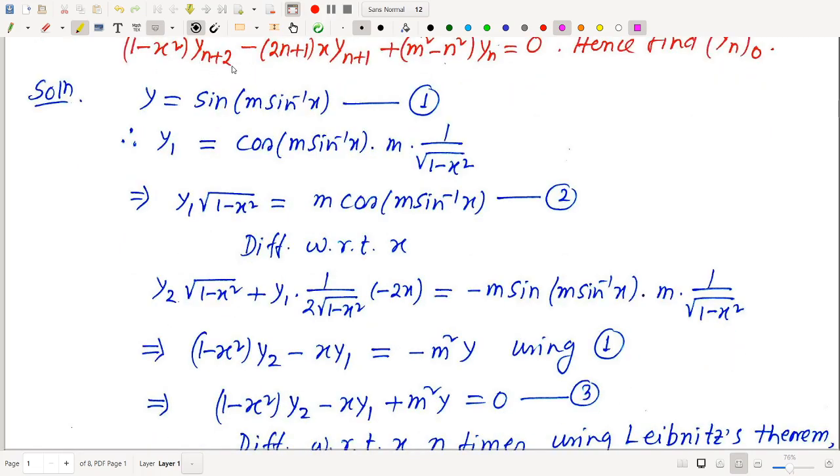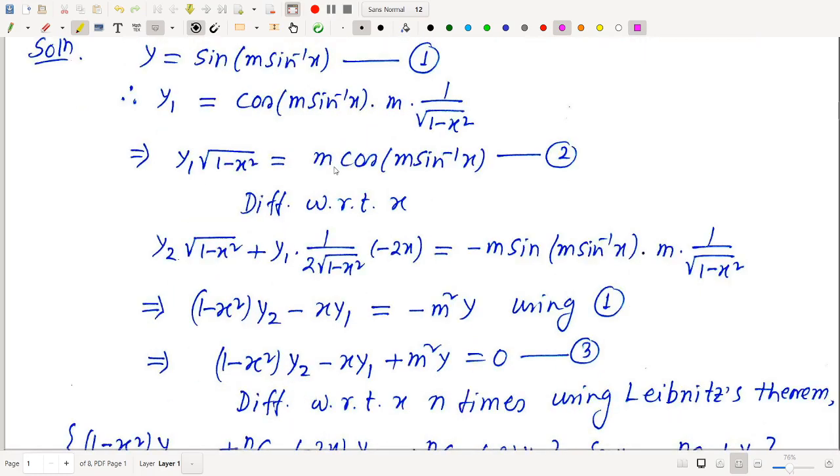First we shall find the relation involving y2. So differentiating this line number 1 with respect to x, what do you get? y1, dy/dx means y1. The derivative of sin(m sin⁻¹ x): sin of anything is cos of that thing, into the derivative of that thing. The inside thing is m sin⁻¹ x. The derivative of m sin⁻¹ x is m into 1/√(1 − x²), the derivative of sin⁻¹ x, 1/√(1 − x²), we all know. Now this √(1 − x²), cross-multiply it. So we have crossed, and then we got this line number 2.